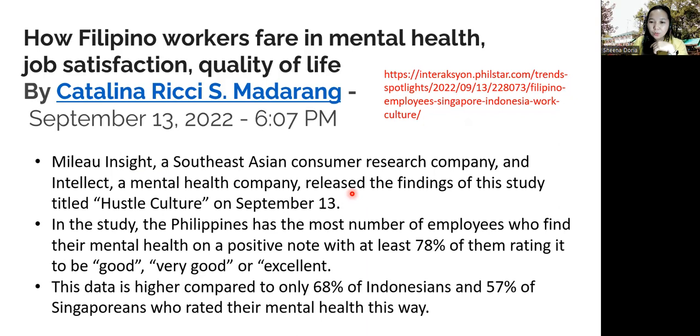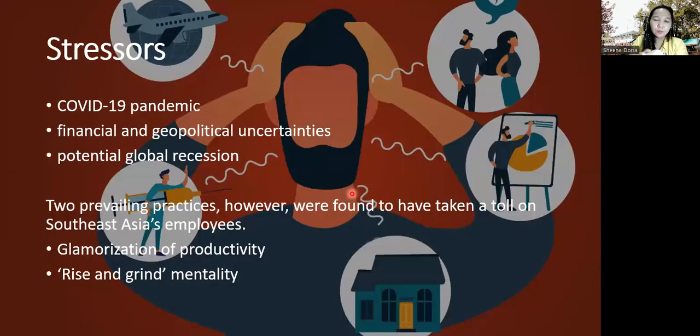Okay. So, ang nakita sa study na to, ang stressors daw mainly is yung COVID-19 pandemic, which is alam naman natin, financial and geopolitical uncertainties, and potential global recession. Okay. Although, syempre, nasa recovering stage na tayo. So, two prevailing practices, however, were found to have taken a toll on Southeast Asia's employees: glamorization of productivity and rise and grind mentality. Oh, di ba?